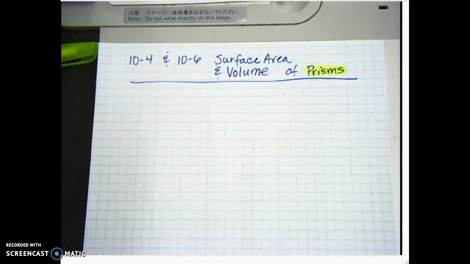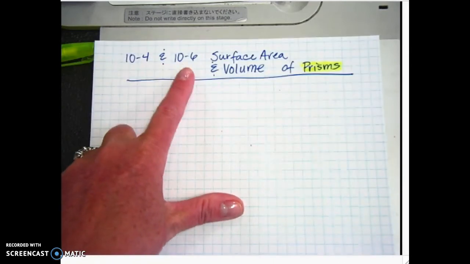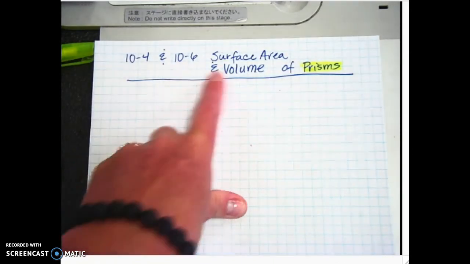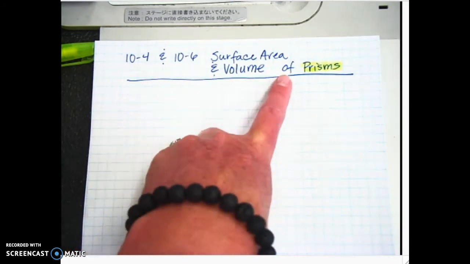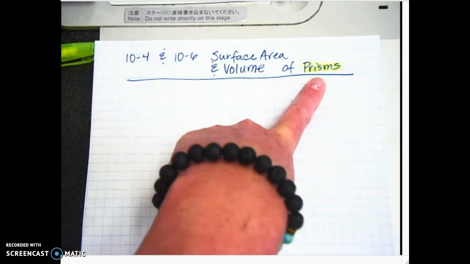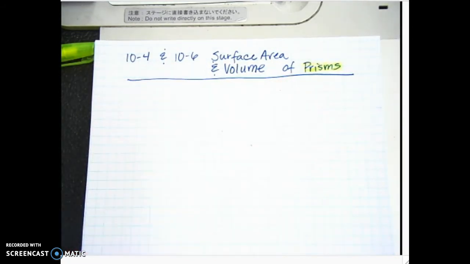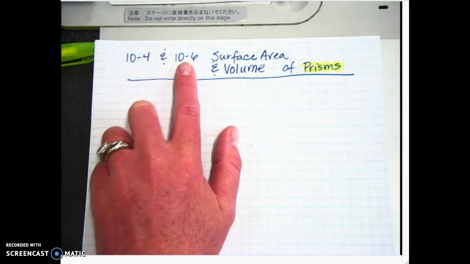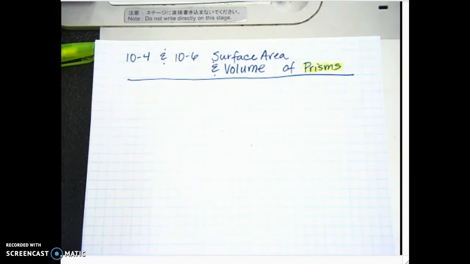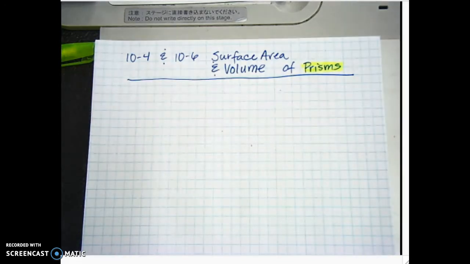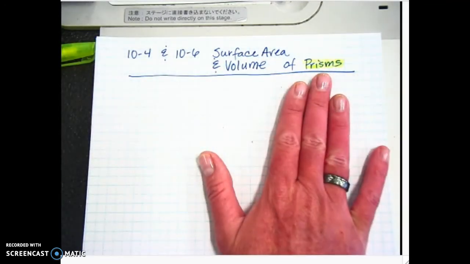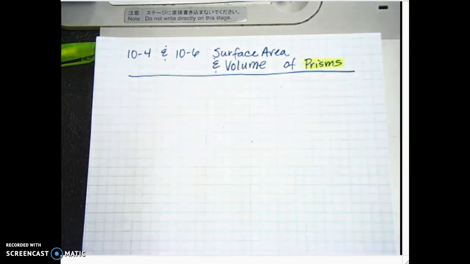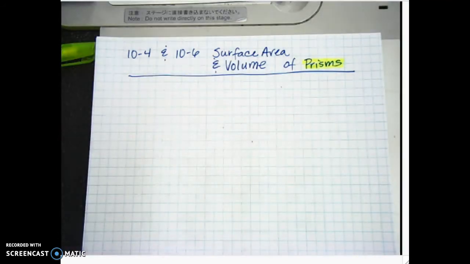Today's notes are out of two sections. Section 10-4 and 10-6 both deal with the surface area and volume of prisms. Okay, you're going to see another set of notes that's also going to say 10-4 and 10-6, and it's going to be for cylinders. So if you have a highlighter, go ahead and highlight the word prisms so that you can distinguish between the two when you get there.